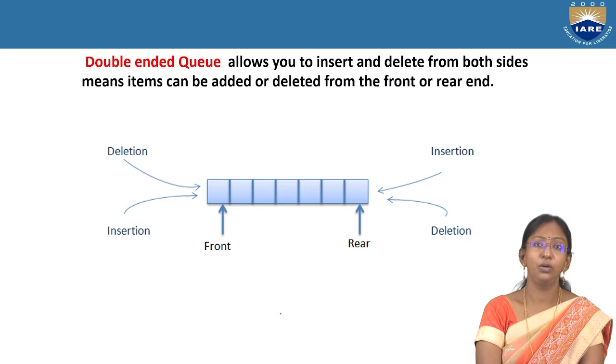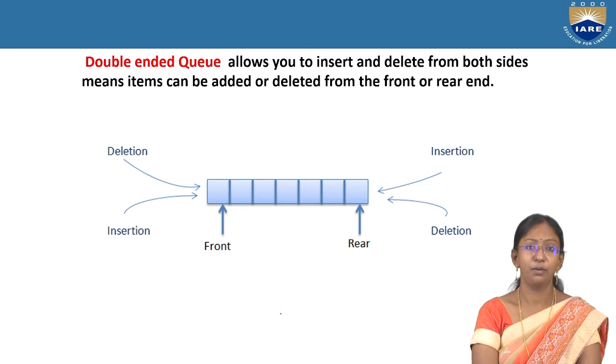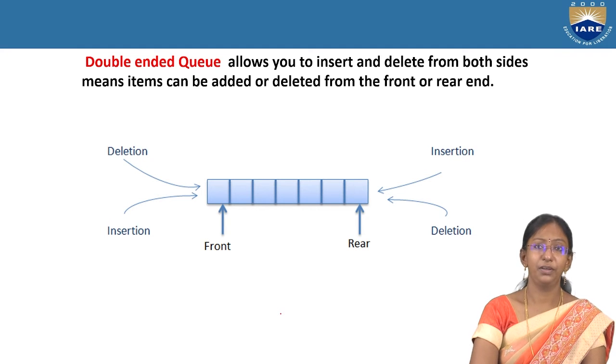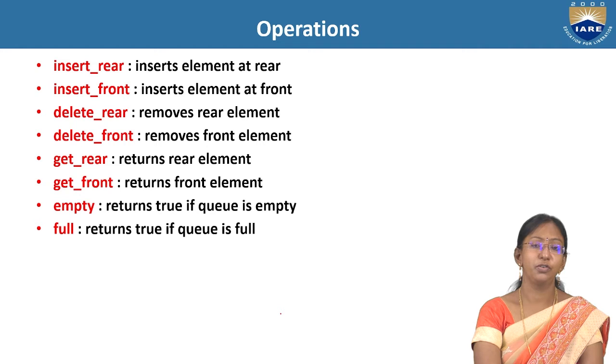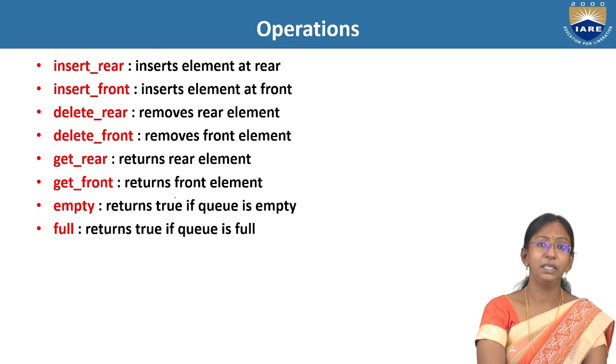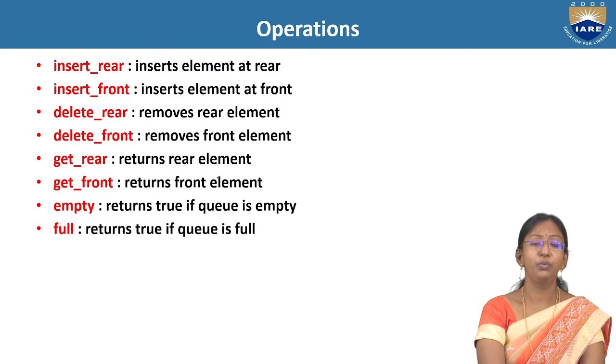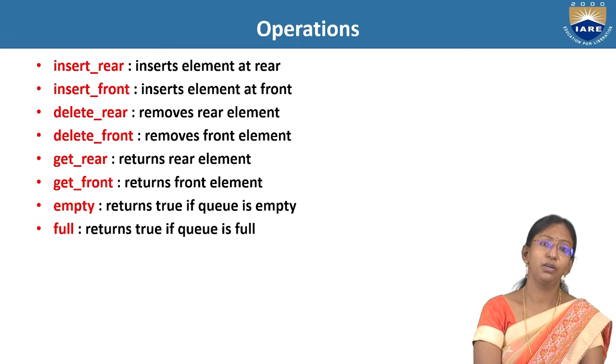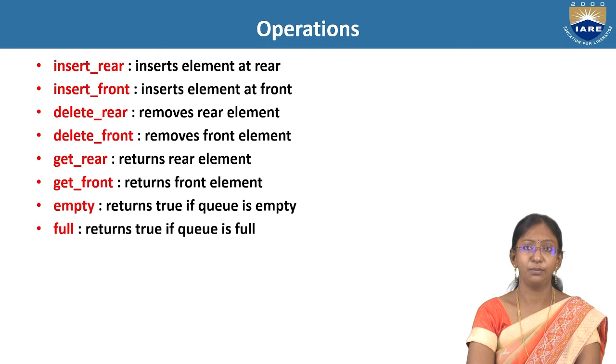In double-ended queues, as I have shown, deletion and insertion are possible at the front as well as the rear ends, right? So the basic operations that we can perform on a double-ended queue are: we can insert at the front as well as the rear ends. We can delete at the front as well as the rear ends. We can see what elements are present at the front end as well as the rear end, and we can even check whether the queue is empty or full. These are the basic operations that we can perform on any double-ended queue. So let's look into these operations with a small animation.